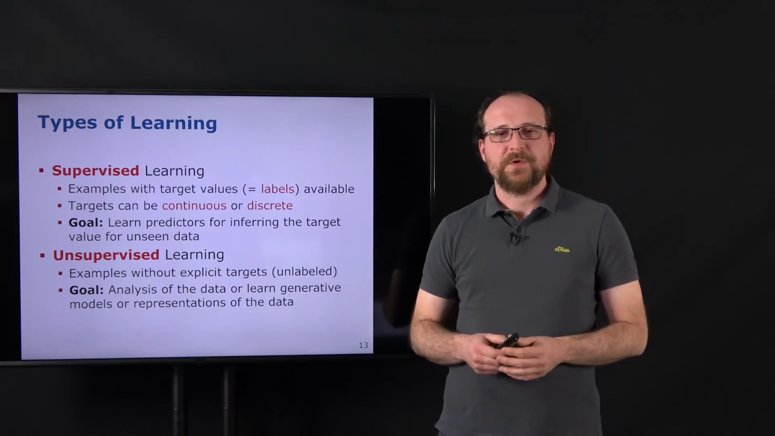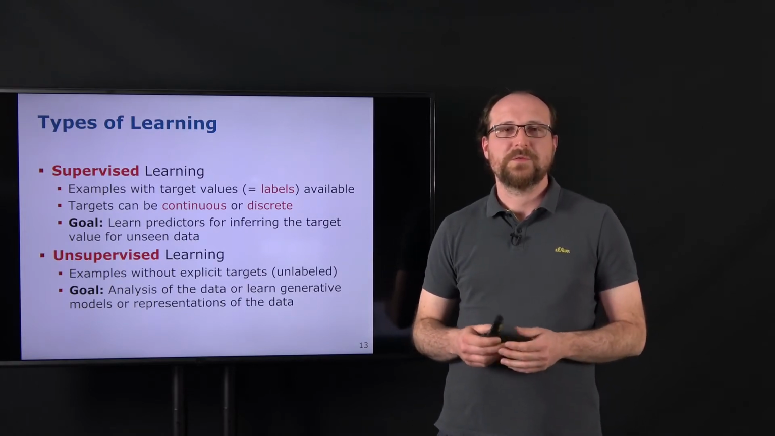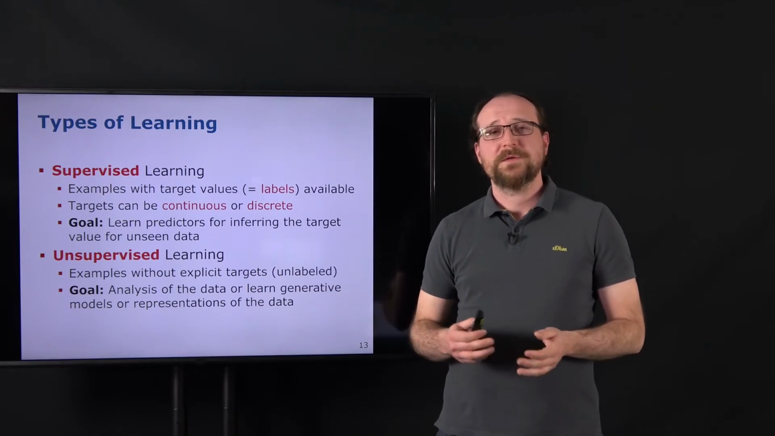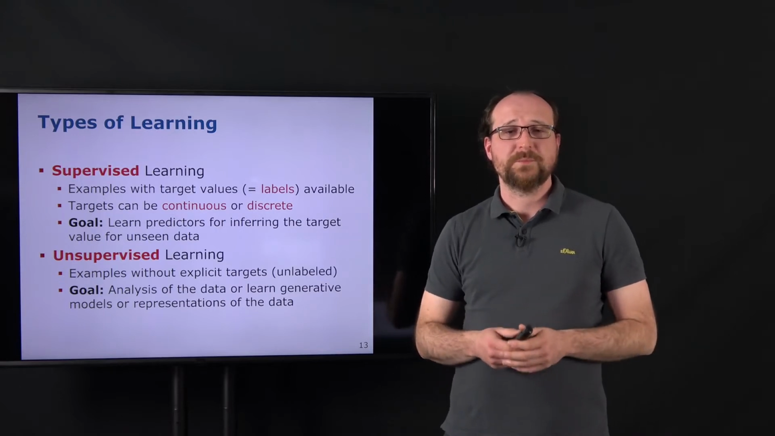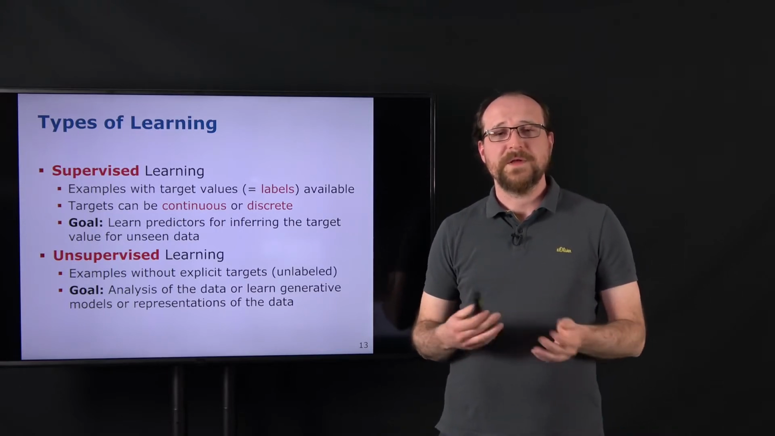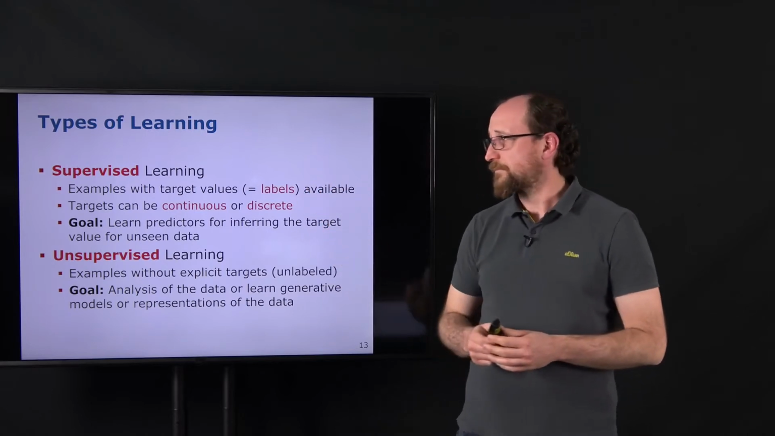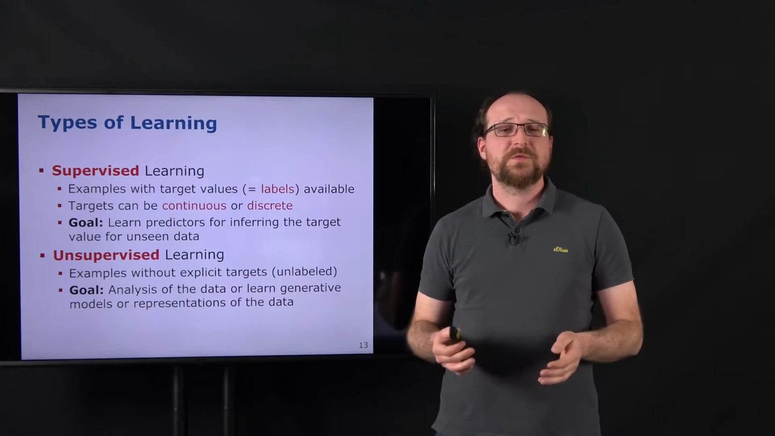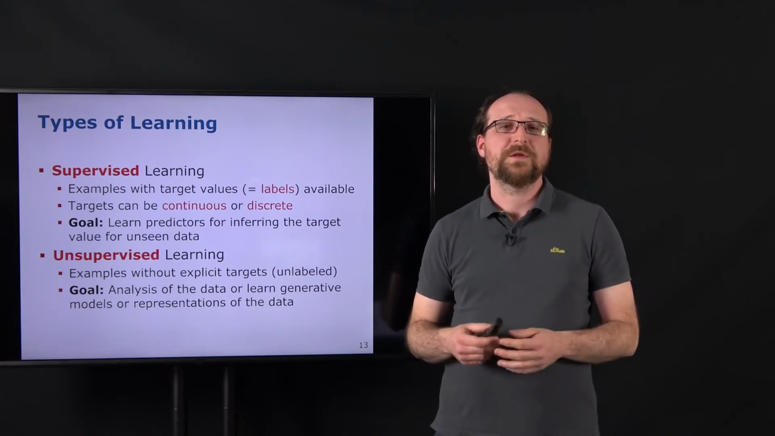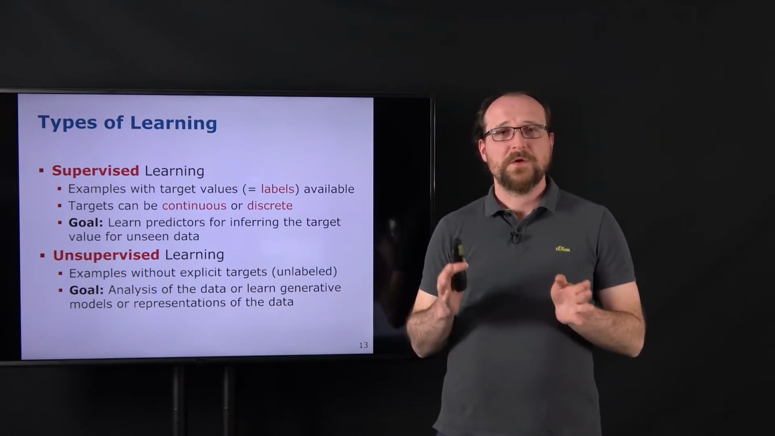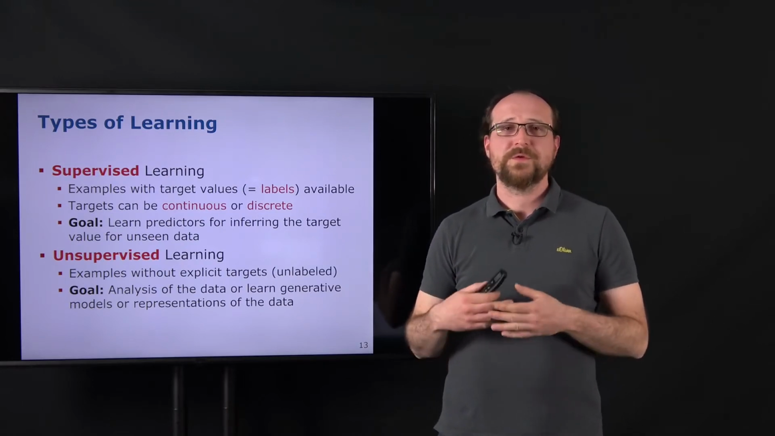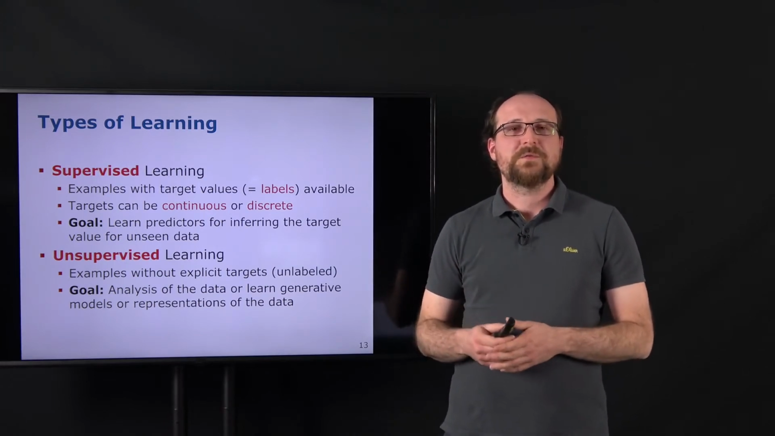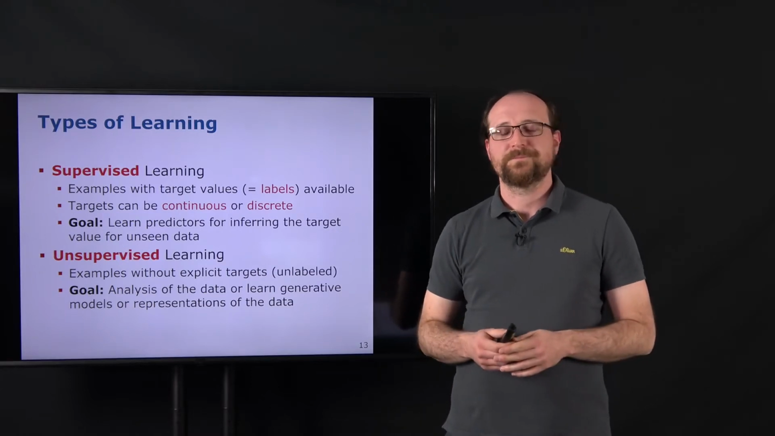There are different types of machine learning, so-called supervised learning and unsupervised learning. In supervised learning, we are given examples, which Tom Mitchell called experiences, with target values, the so-called labels. These targets can be continuous or discrete, and the goal here is to learn a predictor for inferring the target value for unseen data. So given a lot of data with some labels, you want to learn a model from this that enables you to predict the value for something that you have not seen in this training data.